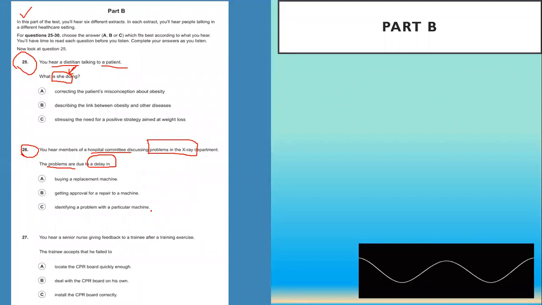By the way, in Part B, you will be given 15 seconds to read the question, 15 seconds for each extract. So you quickly read the question and pick the keywords that would give you an idea of the purpose or the focus of that particular extract. And then the recording will play for 45 seconds. All right, now let's move on.